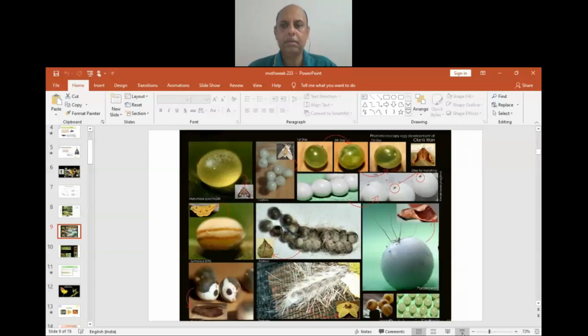So these are different eggs of moths. You can see the first image. It shows one hawk moth. It is some green color. Then different types of moth eggs have different shapes and patterns.